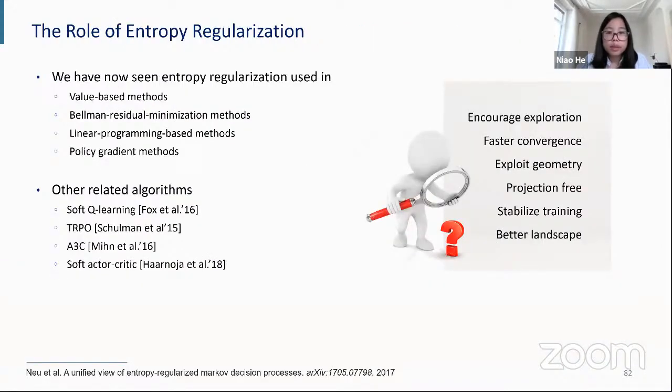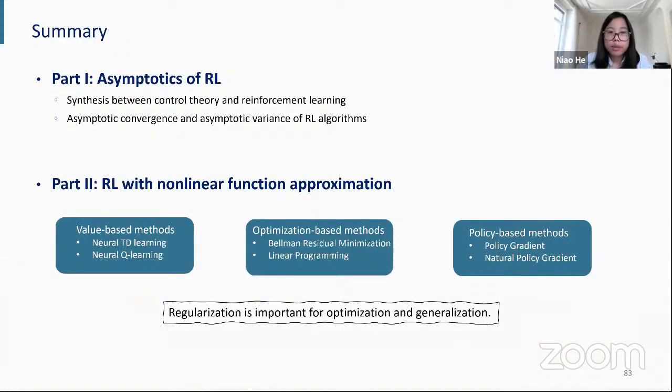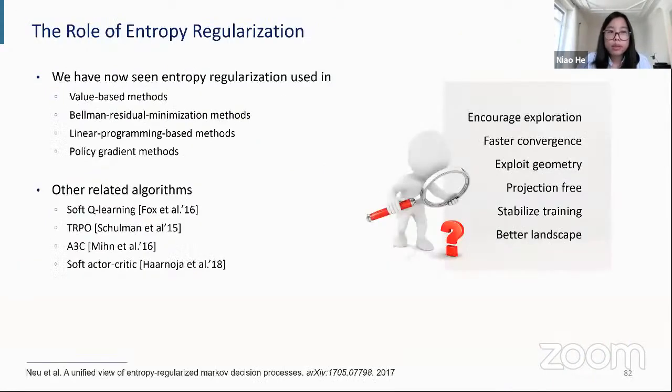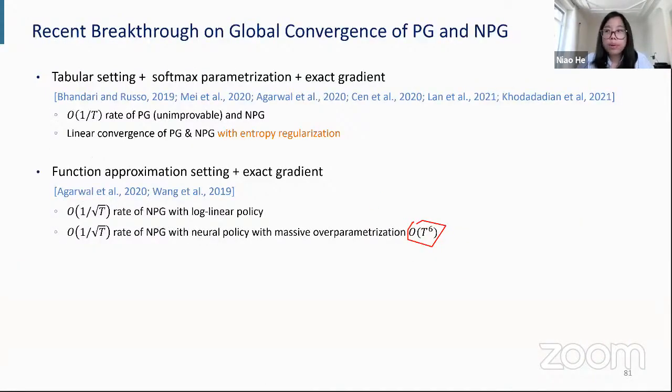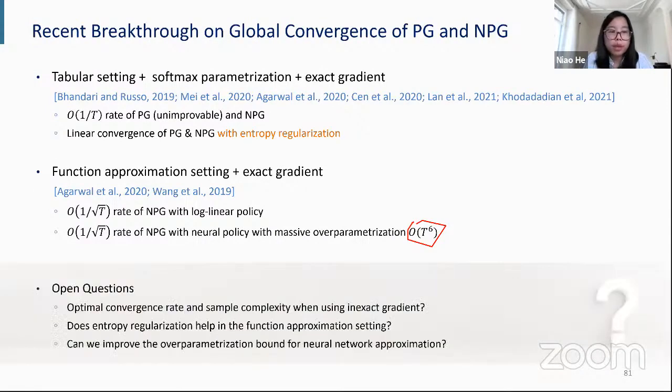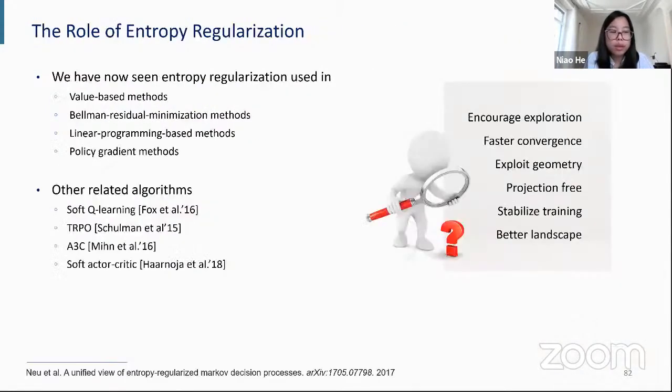I was going too fast. Okay, here. So lastly, I want to briefly discuss entropy regularization. What's the role of this entropy regularization?